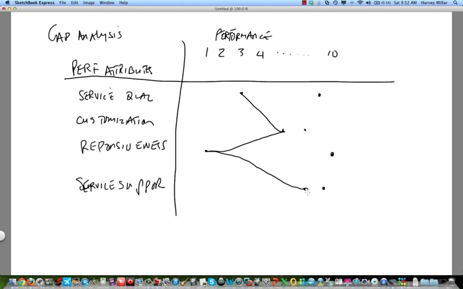So in this case, this is the actual performance. This is what our current results are, our actual. And the profile is different. And this is desired.